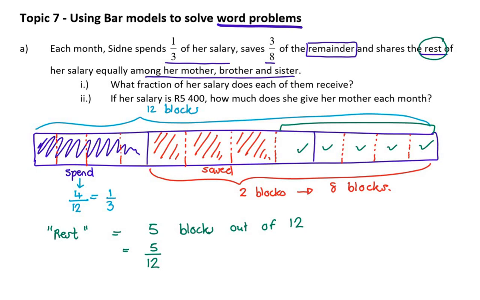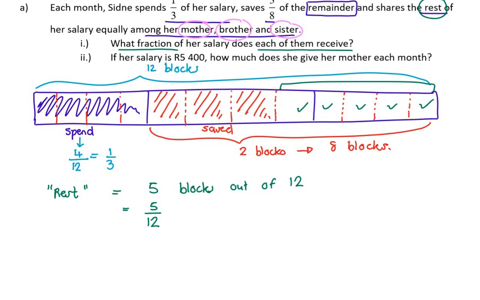So this question says, what fraction of her salary does each of them receive? Now, who's this question talking about? Well, there's 3 people she's sharing this amongst. She's sharing them amongst her brother, mother, and sister. So I need to take these 5/12 of her salary and divide it into 3. Now, I don't really want to go divide all of these blocks into 3 now, because then I'm going to have loads. I'm going to have 36 blocks. And so this is a good point to me to say, you know what?